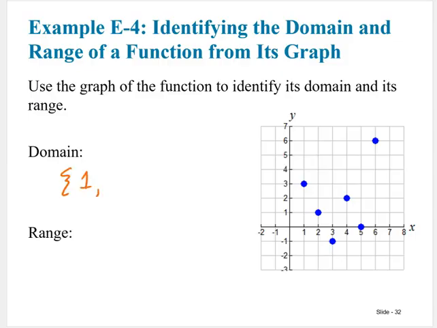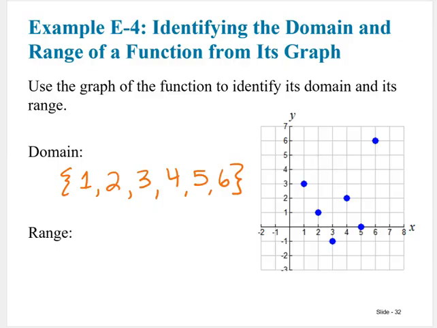The next one I see, I do have a dot at 2 when the x values are 2. I have a dot when my x values are 3. I have a dot when my x values are 4. 5, and also 6. So there is my domain, 1, 2, 3, 4, 5, 6.